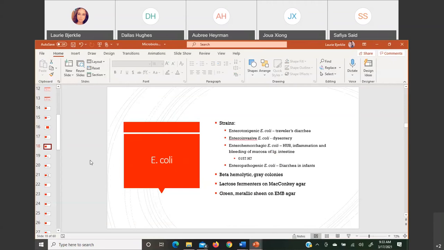You always hear of foods being recalled for having Salmonella or Shigella or E. coli O157. Enteropathogenic E. coli was more linked with infants. So again, lots of different strains. On the whole, they tend to be beta hemolytic with gray colonies. Now, there are non-hemolytic strains of E. coli, so that's not always picture perfect. A lot of them are beta hemolytic, but there are definitely non-hemolytic E. coli as well. They are lactose fermenters for the most part on MacConkey agar, so they will turn that purplish colony color. If you were to use EMB, they have a very unique green metallic sheen on the EMB agar.